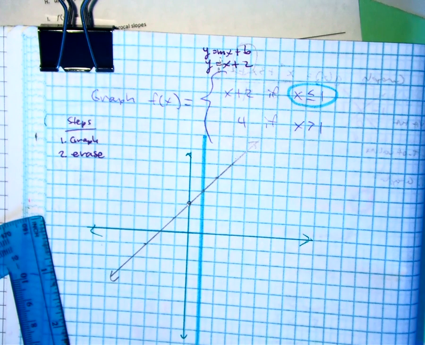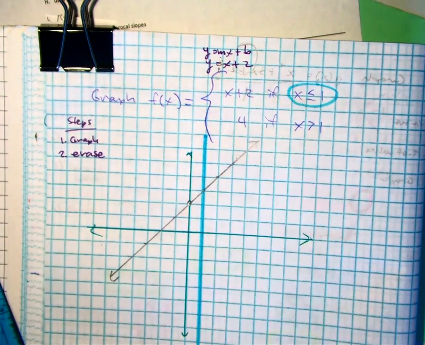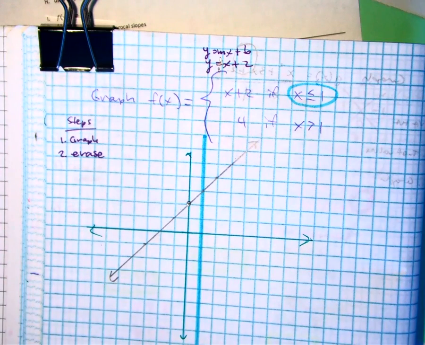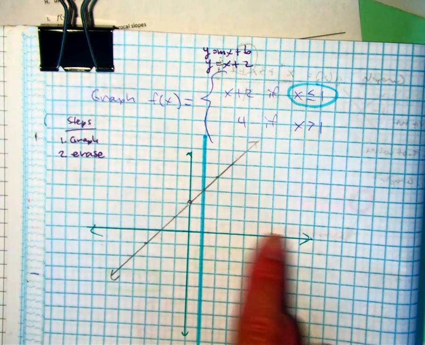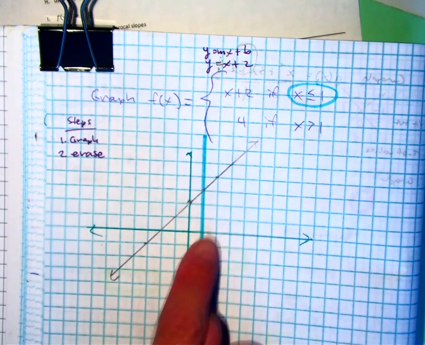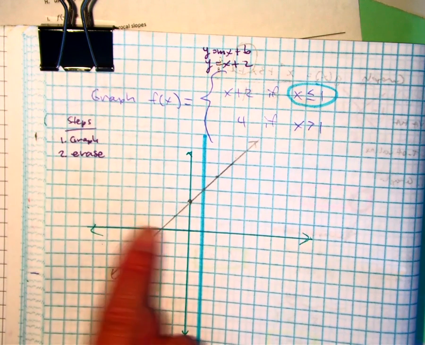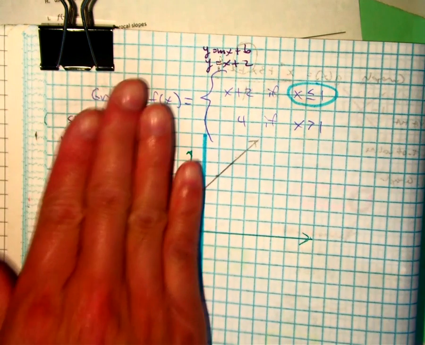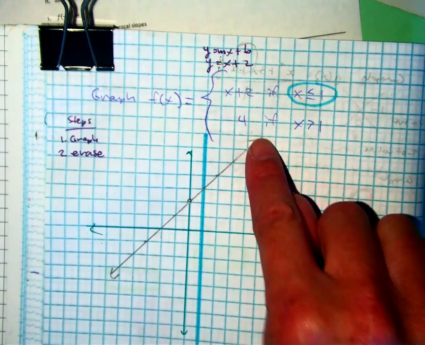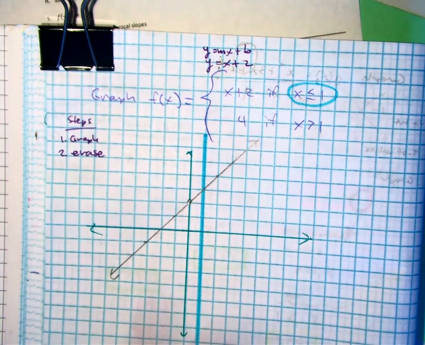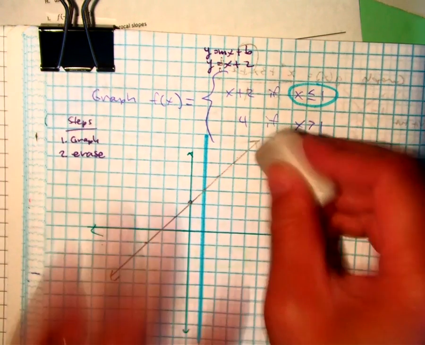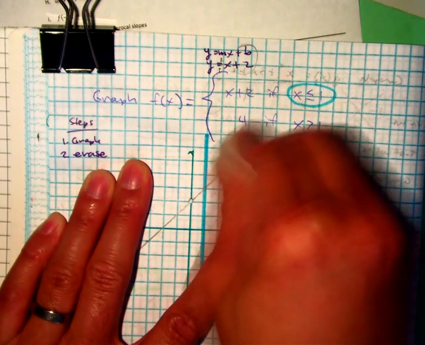Put your finger on the side where it says less than 1. Which side is less than 1? Well, these numbers are bigger than 1, and these numbers are less than 1. So we want this side of the graph. So I'm going to erase all of this part. Get a good eraser. Erase it.